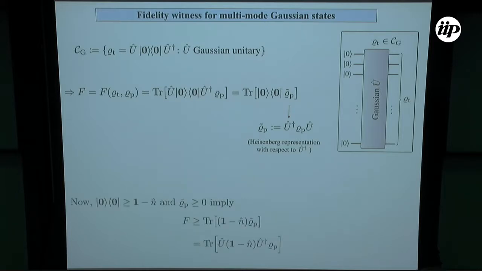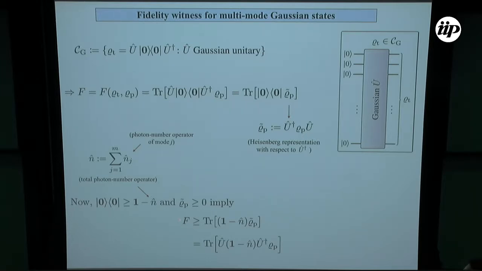Then I can use a bound that is known, and it's very simple. This inequality here is an operator bound, so this has to be understood in terms of matrices. What I'm saying here is that the projector onto the vacuum is always larger or equal than the identity minus the total number operator of the M modes. This means that if you take the expectation value of the left-hand side with respect to any state, it will be larger or equal than the expectation value of the right-hand side with respect to the same state. With that, it's easy to get convinced that this bound is good.